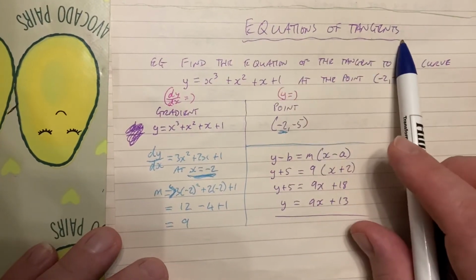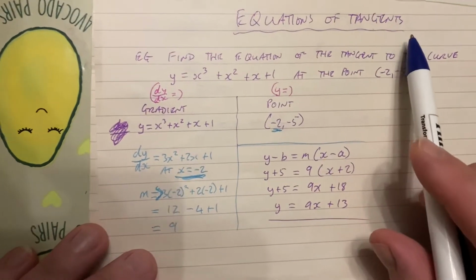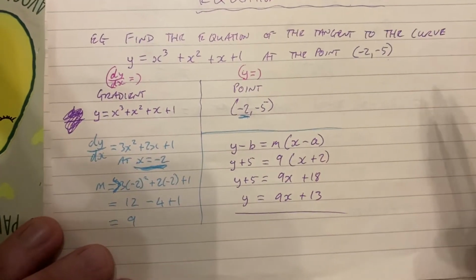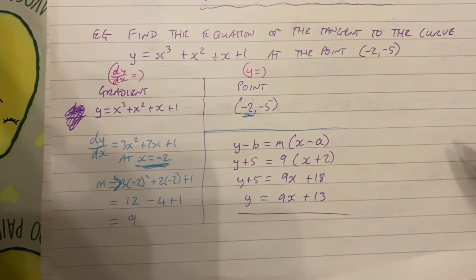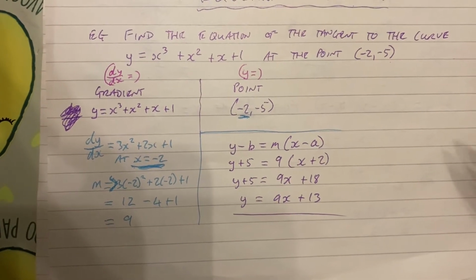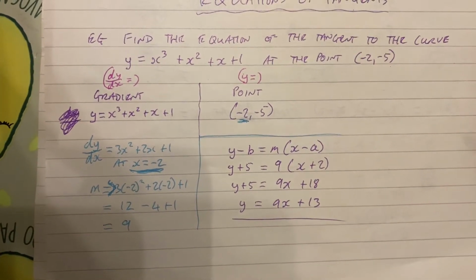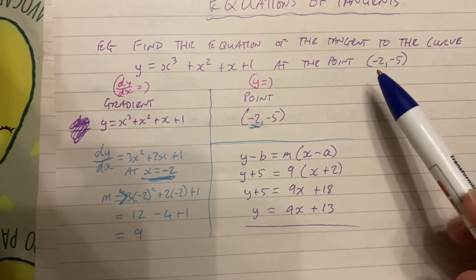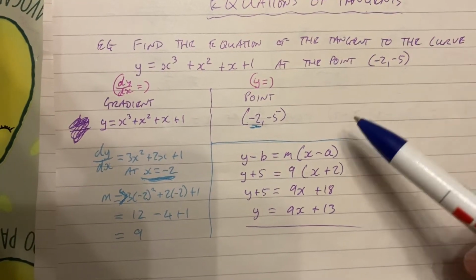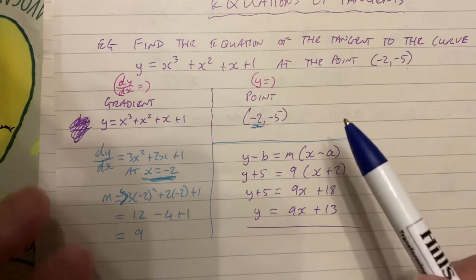Okay, looking at equations of tangents. Now, as we know, the differential equation is the gradient function. So if we know the differential equation, we can find the gradient at any point. Usually you're going to get this asked one of three ways: one where you're given the point, one where you're given the x value, and one where you're given the y value. So let's look at the first one.